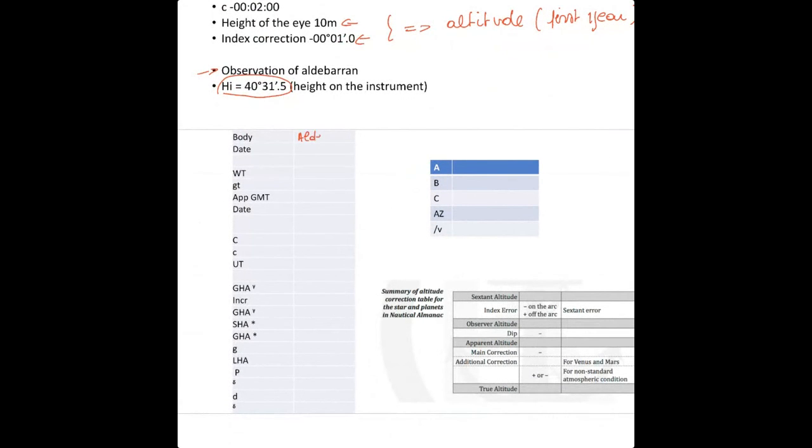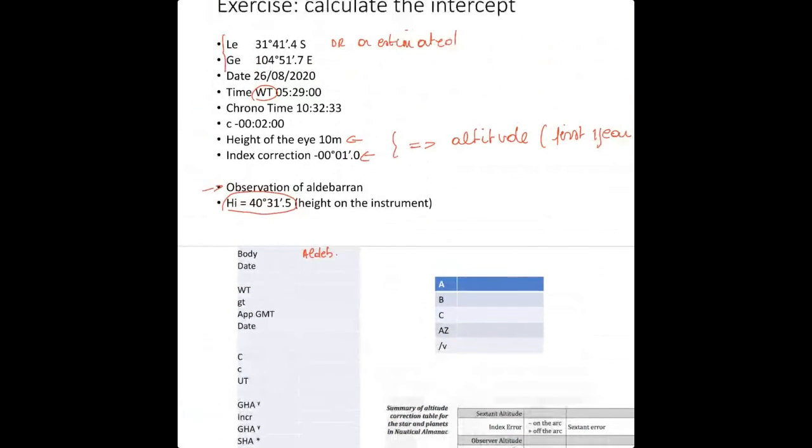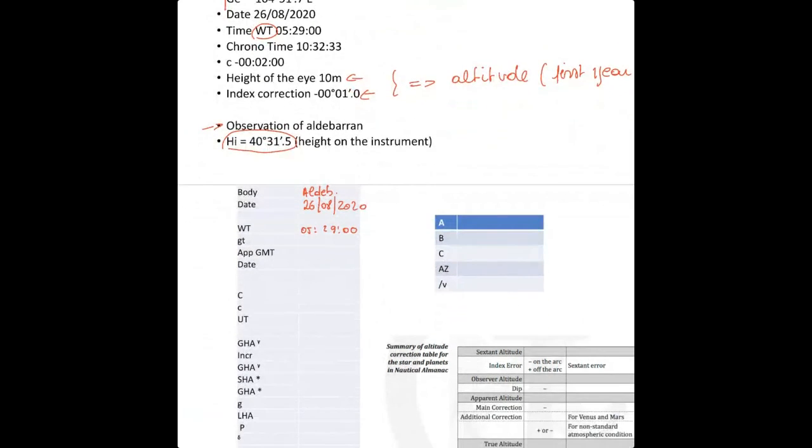We do an observation of Aldebaran. The date is the 26th of August, 2020. Okay, our watch time is 5:28. Sorry, 29. And so we also know our chronometer time. Our chronometer time is 10:32:33. So what do we need to do?